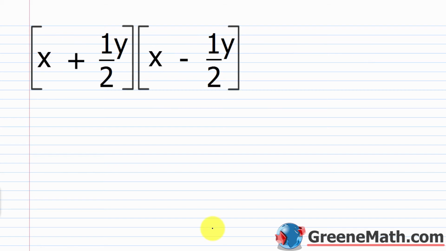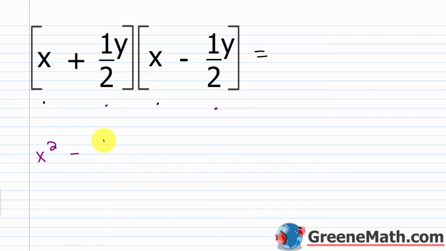All right, what about something like x plus 1/2 y times x minus 1/2 y? Well, again, I'm looking at what's in the first position here. I have x and I have x. What's in the second position? I have 1/2 y and 1/2 y. So we're good to go there. So I'm going to take what's in the first position, which is x, and I'm going to square it. And then I'm subtracting away what's in the second position, and I'm going to square that.